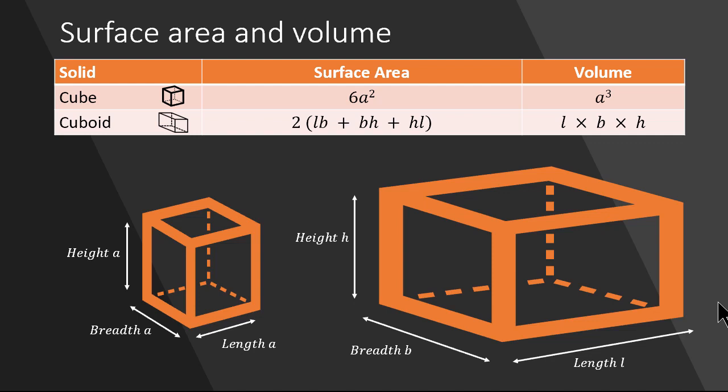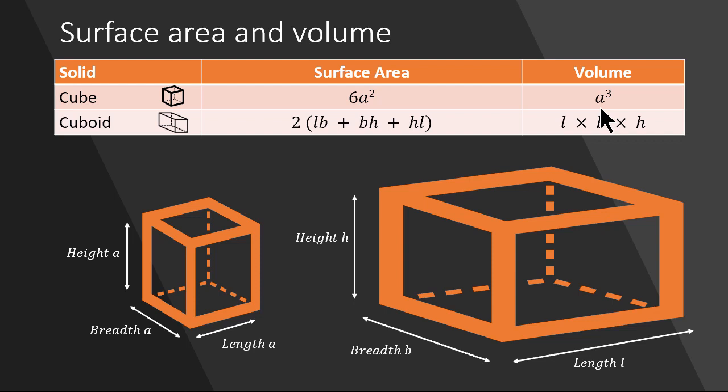The cube surface area is given by 6a square. The cube has 6 faces. Each face has a side a, and the surface area of that face is a square. You have 6 faces, hence it is 6a square. And the volume of the cube is given by a cube, where a is the side of the cube. So this is the volume formula.